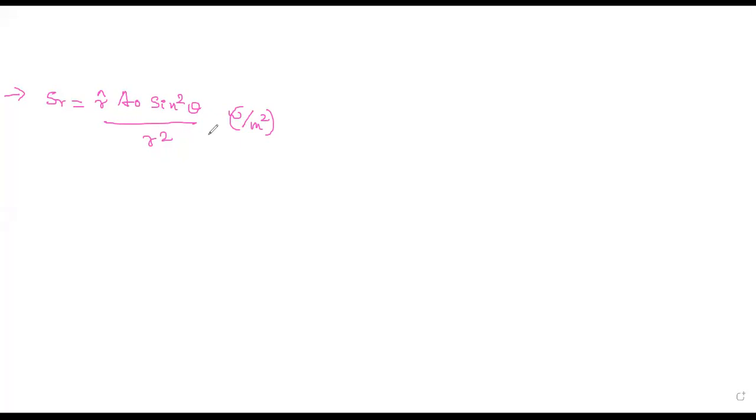Find the first one, radiation intensity. You elaborate and write it. Second, maximum radiation intensity. Third, radiated power and directivity. Radiation intensity, maximum radiation intensity, radiated power and directivity.